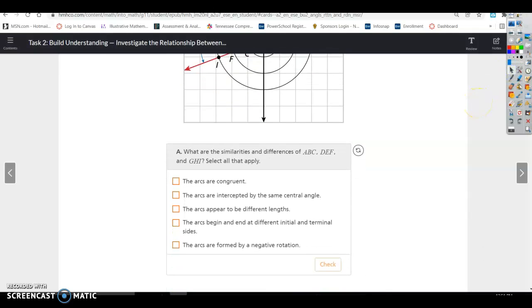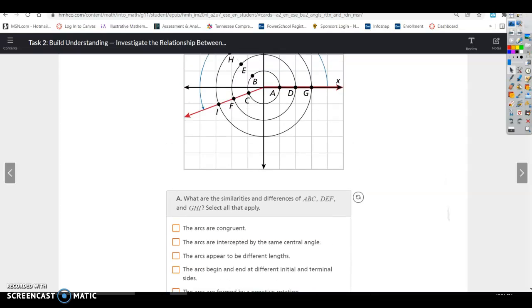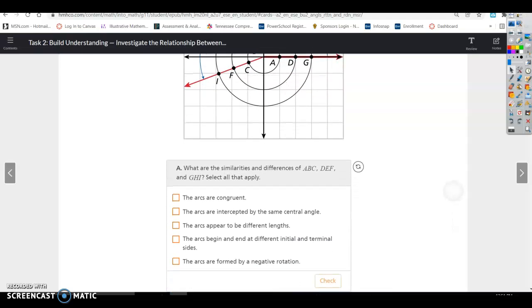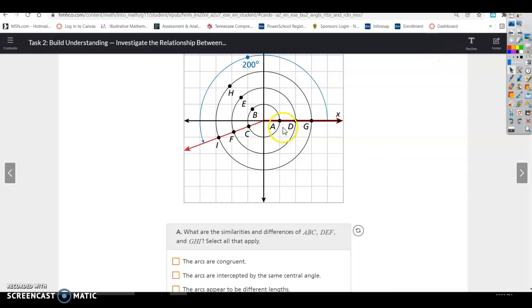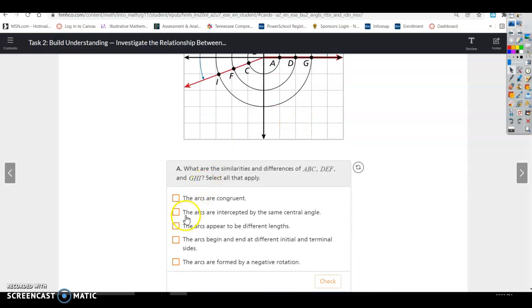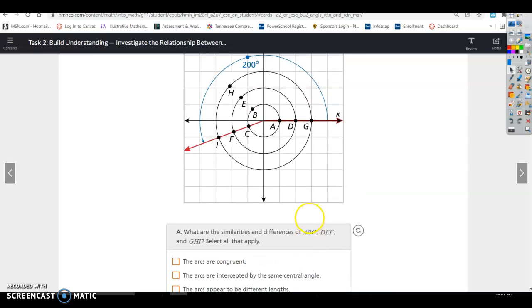All right, so it says, what are the similarities and differences of ABC, DEF, and GHI? Select all that apply. It says the angles are congruent. Does it look like each angle is equal? No, it looks like it gets a little bit bigger each time as the radius gets bigger. So the first one's not true. The arcs are intercepted by the same central angle. That's true, because we're looking at this central angle here.